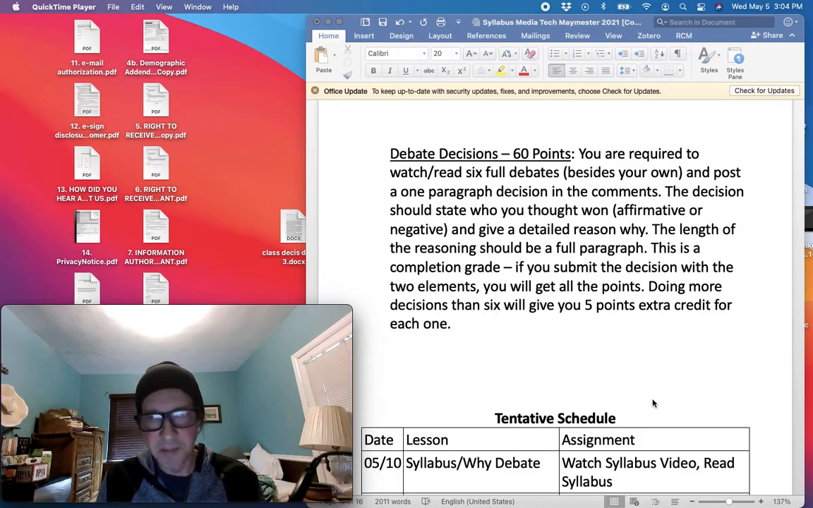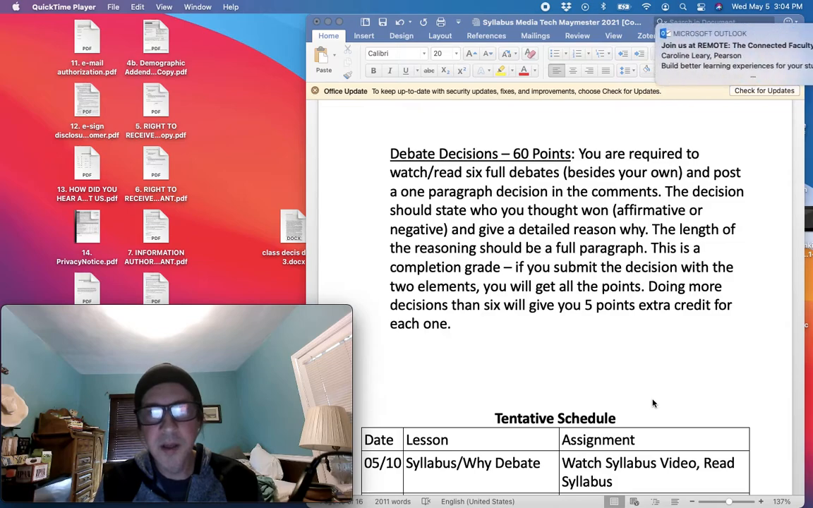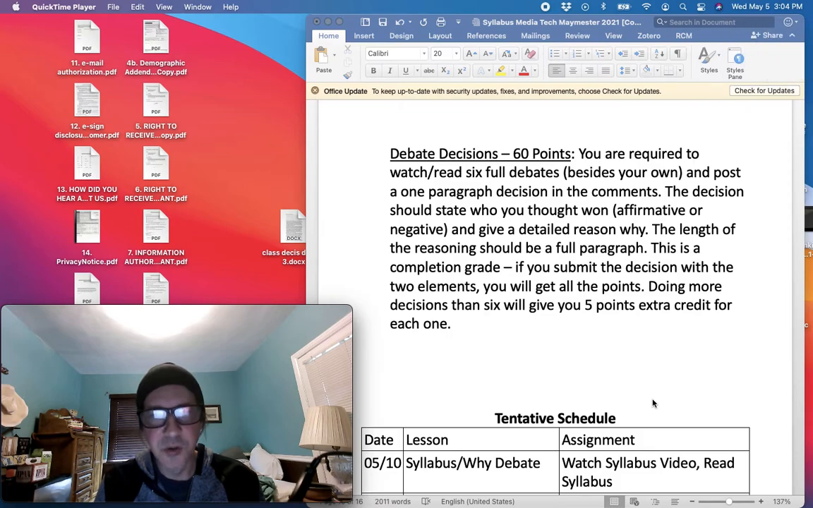And then the final grade is the debate decisions. This is basically your decision on watching some debates. I think there will be 16 debates minus the 2 that you're in, so 14 debates. And I'm asking you to watch or read 6 of those debates and issue a decision. That is, I think the affirmative side won or the negative side won to 6 of those 14 debates. The decision is basically, you tell us which side you thought won, and then you also give us about a 1-paragraph explanation, your reasoning, why you thought their arguments carried the debate.